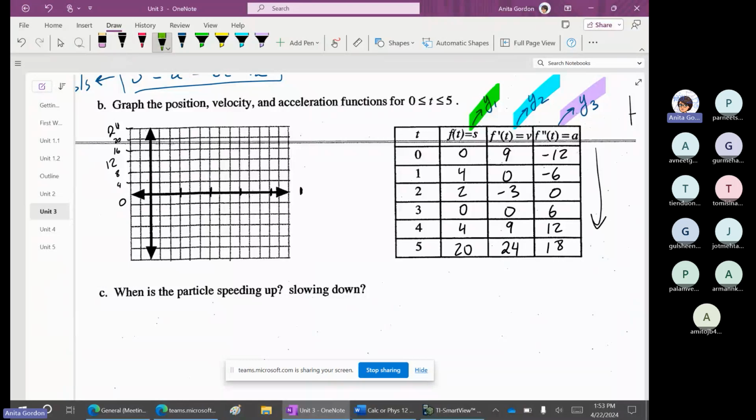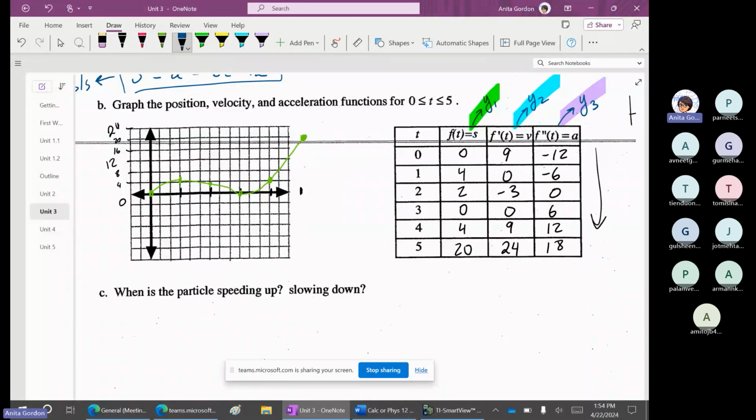So in green, I start at 0, 0, 1, 4, 2, 2, 3, 0, 4, 4, 5, 20. So here is the movement of the particle in terms of displacement.